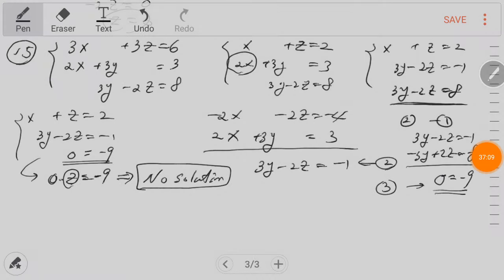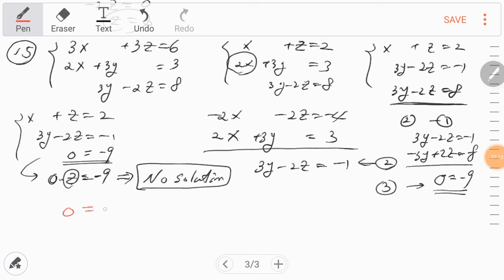But what if you have something like this? The third equation is 0 equals 0. Then this means 0 times z is equal to 0. Then you can use any z value because multiplying any value by 0 is 0. So in this case, there are infinitely many solutions. In this case only, right? But since this is negative 9, there is no solution.